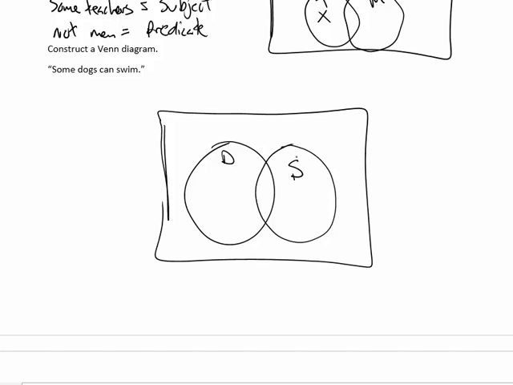No, but there's got to be some sort of overlap between them. So these would be swimming dogs, or swimmers. So where would I find dogs that can swim? They would be in the overlap between the two circles.